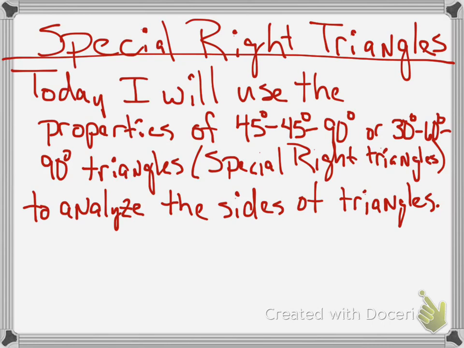Today, what you will do is use the properties of a 45, 45, 90 degree triangle or a 30, 60, 90 degree triangle, which are called special right triangles because they're special. Anyways, to analyze the sides of a triangle. So basically, you're going to use that to find the sides of a triangle.